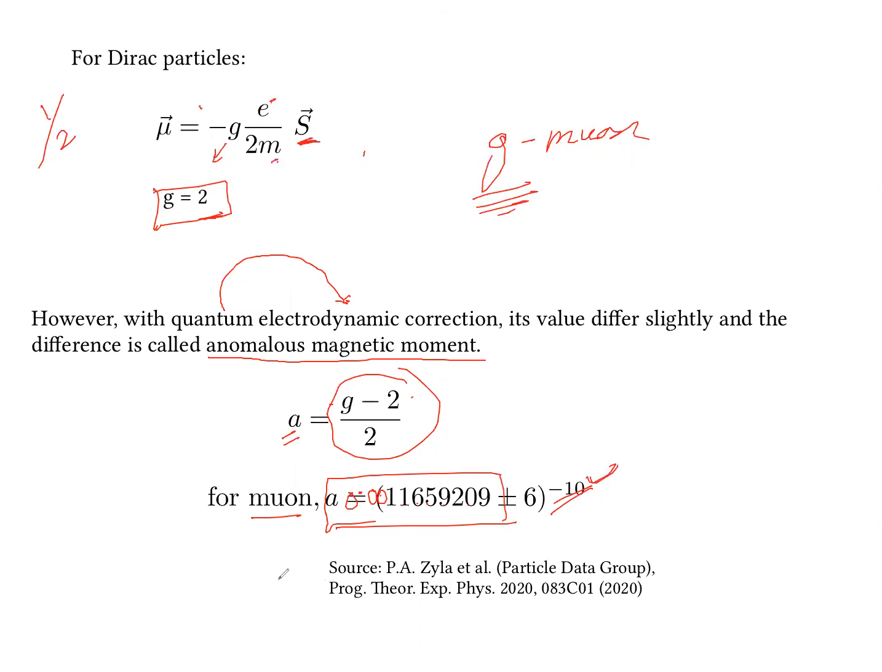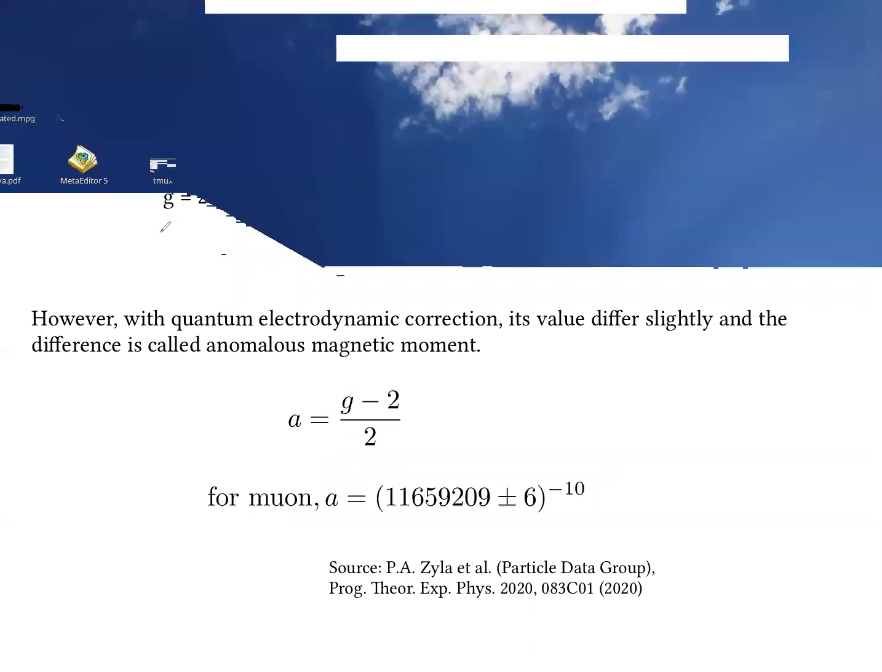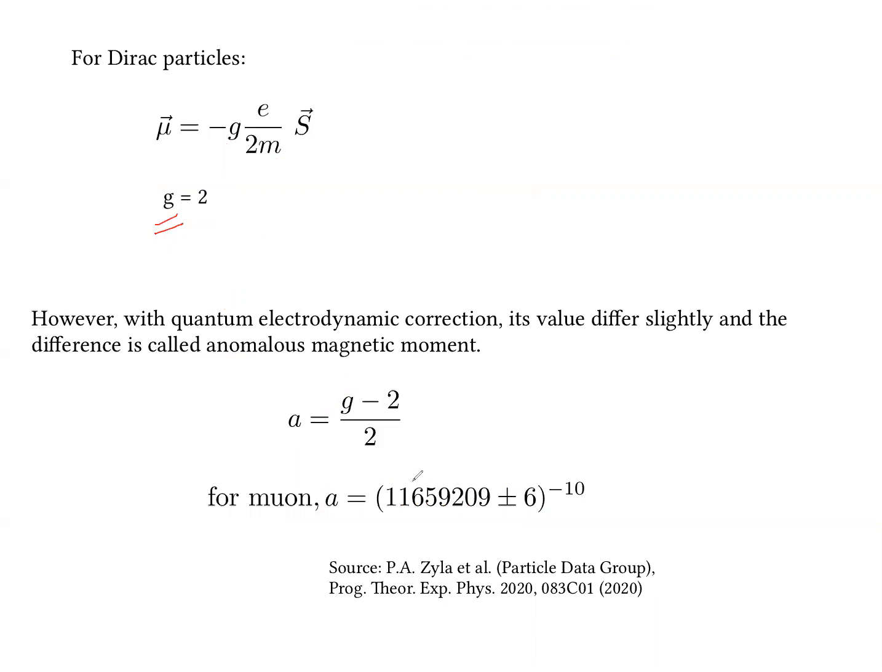The source is the PDG, and people are working on better precision. So this is the main talk of next week, the g factor of the muon. Okay, so thank you very much. So that's it for now.